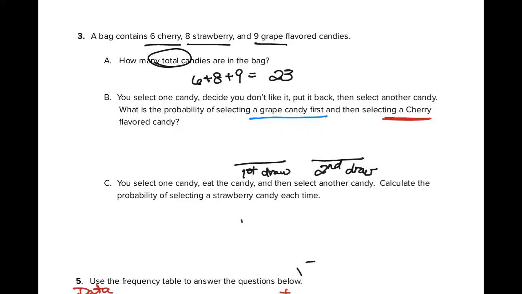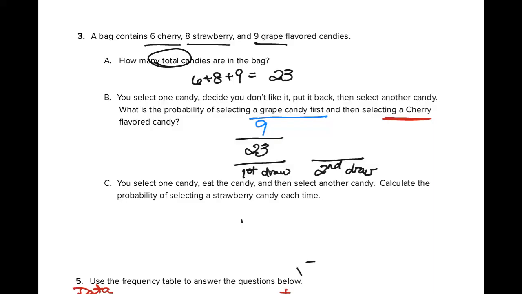What is the total number we have on the first draw? The total number. 23, that is your denominator, right? You are trying to select a grape. How many grapes do you have to choose from? 9. And we assume you got a grape, but you don't like grape flavor, okay?